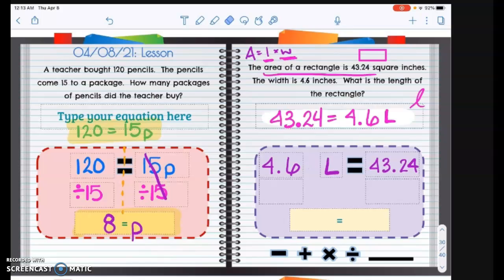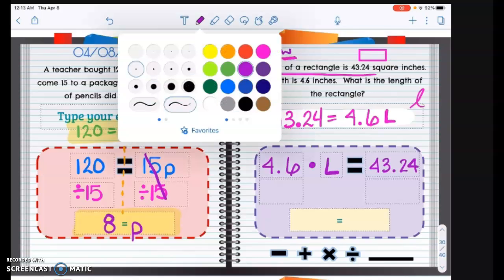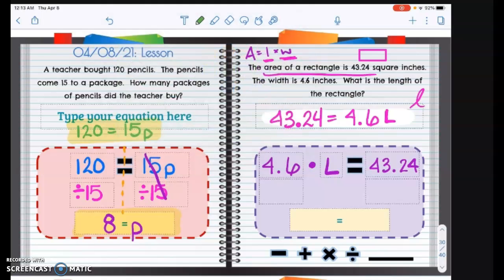Remember that times can also be represented with a dot. Now we are going to divide both sides, because the opposite of multiplying is dividing. So we divide by 4 6/10. When you divide, we're left with L, or the length, and then we take 43 and 24 hundredths and divide it by 4 6/10, and we will get 9 4/10 as the length. And that is going to be it for the first part of the lesson. Great job.